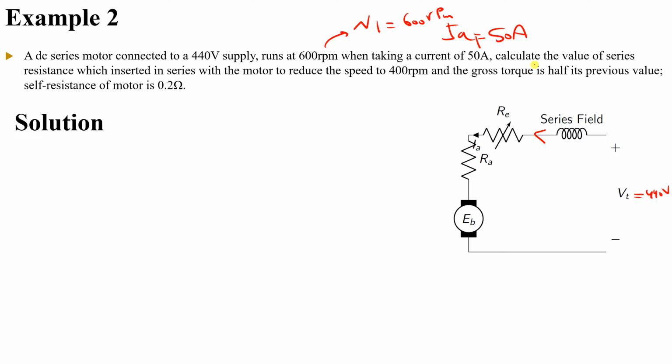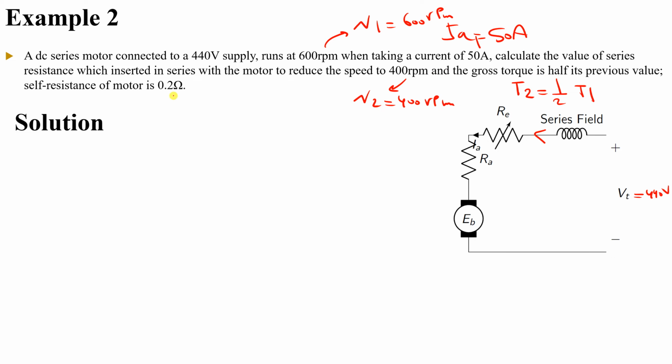Find the value of series resistance. So we need to add a series resistance, inserted in series with the motor, to reduce its speed to 400 RPM. So the second, new speed N2 is 400 RPM. The gross torque is half its previous value. So T2 equals half T1. So we reduced our torque at the cost of reducing the speed by adding a resistance.